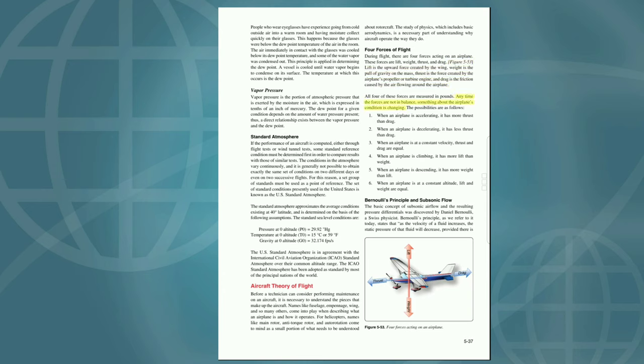Anytime the forces are not in balance, something about the airplane's condition is changing. The possibilities are as follows. 1. When an airplane is accelerating, it has more thrust than drag. 2. When an airplane is decelerating, it has less thrust than drag. 3. When an airplane is at a constant velocity, thrust and drag are equal. 4. When an airplane is climbing, it has more lift than weight. 5. When an airplane is descending, it has more weight than lift. 6. When an airplane is at a constant altitude, lift and weight are equal.